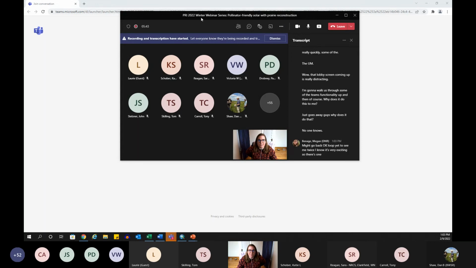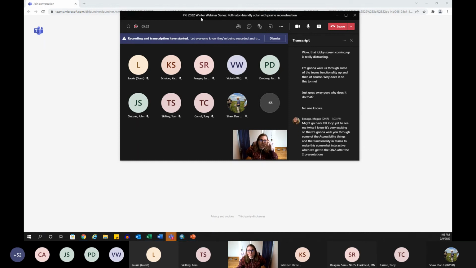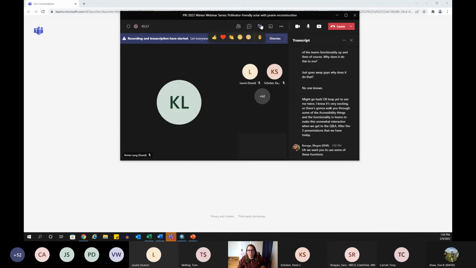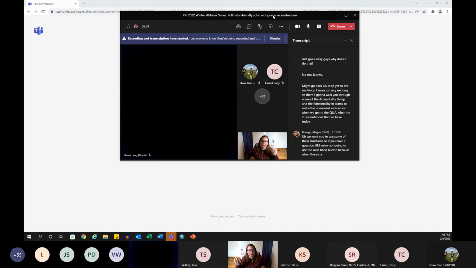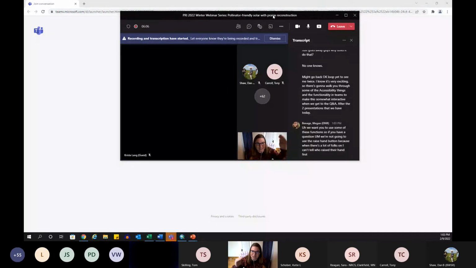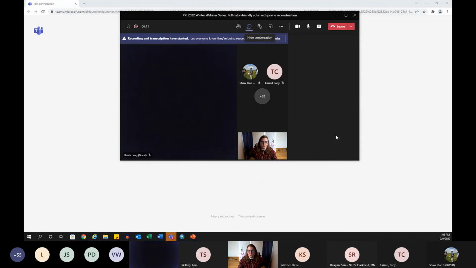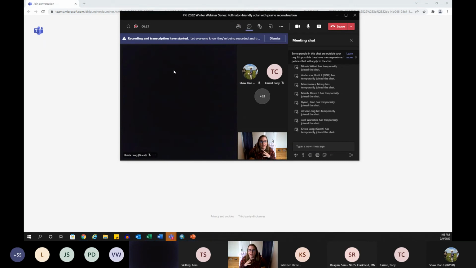So I just want to walk you through some of the accessibility things and the functionality in Teams to make this somewhat interactive when we get to the Q&A after the two presentations that we have today. We want you to use some of these functions. If you have a question, we're not going to use the raise hand button because when there's a lot of folks on, I can't tell who raised their hand first. And it's hard to scroll through the participants list. So we're going to do it old school. If you can just type into the chat, I have a question or hand or me next. And if you do have a question, if you could give voice to that question and put your camera on when you do.